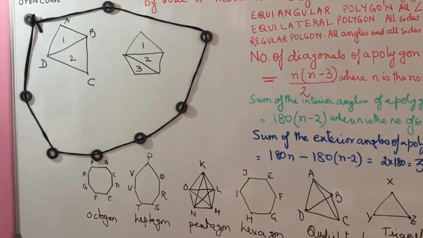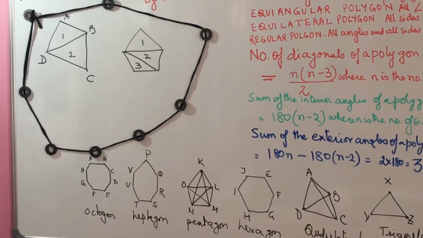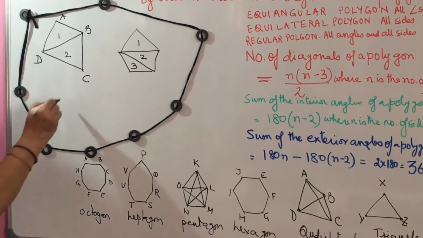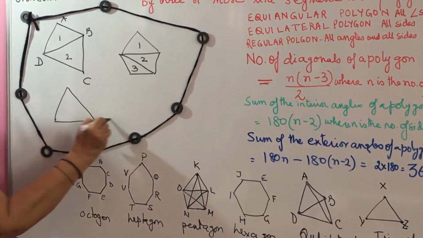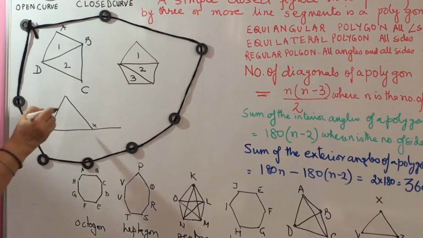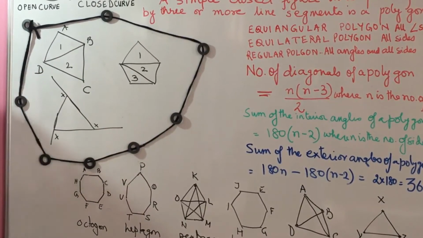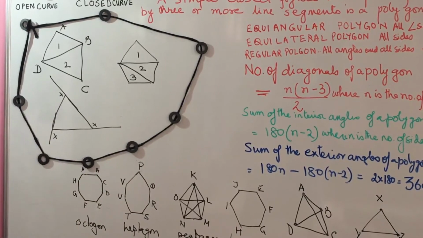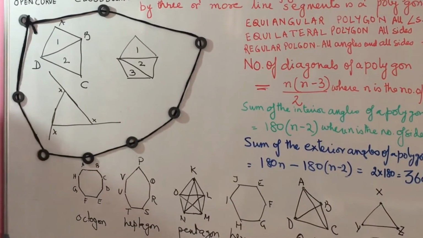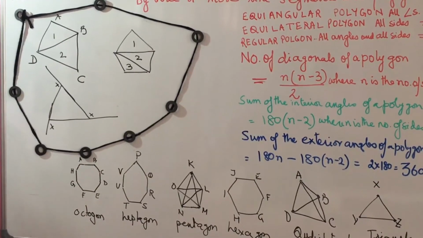So, next we come to the sum of the exterior angles of a polygon. Now this is seen by extending the sides of a triangle in order. These angles which are formed are called the exterior angles of the triangle. Now the sum of all these 3 angles which are marked by a cross is equal to 360 degrees.